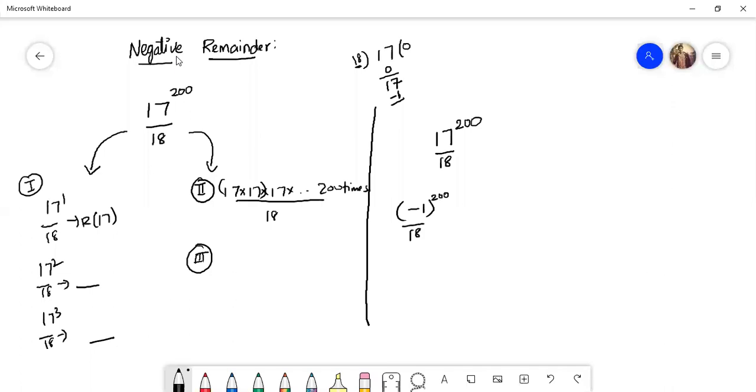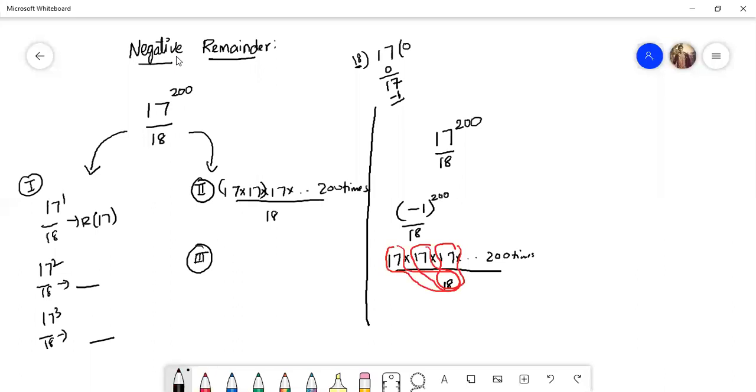Yes or no? Sir, why should I do this? Because this is 17 into 17 into 17 and so on, 200 times, and I should divide this value by 18. Every time you calculate the remainder for 17 by 18, it will be minus 1 only. So 17 by 18, again I will be left with minus 1. This 17 by 18 is also minus 1. So minus 1, and so on, for how many times? 200 times. Yes or no?